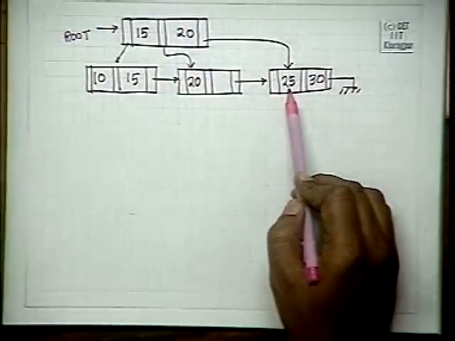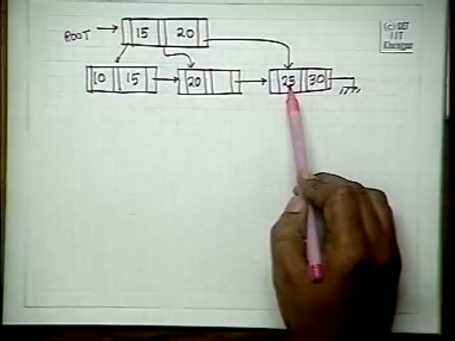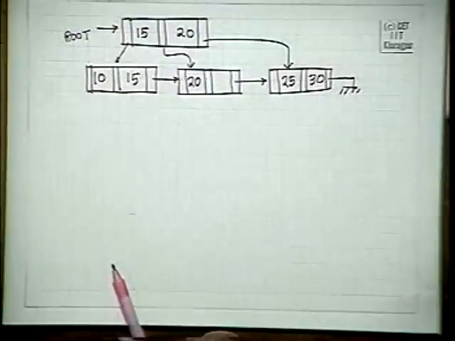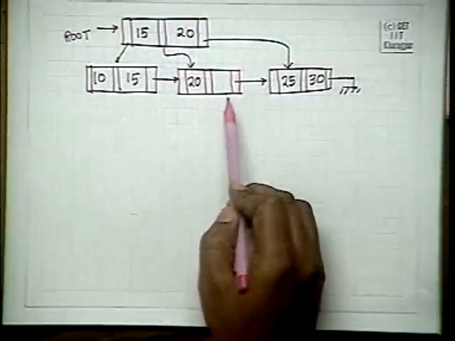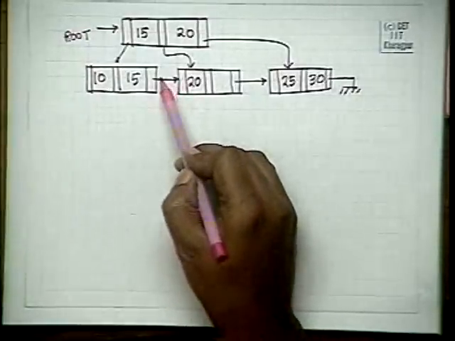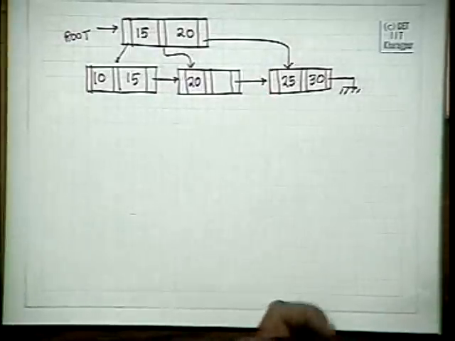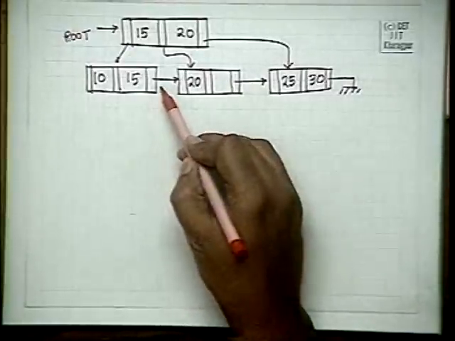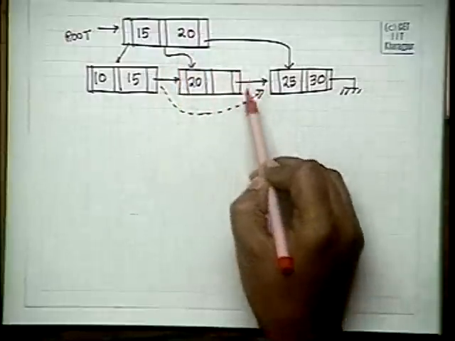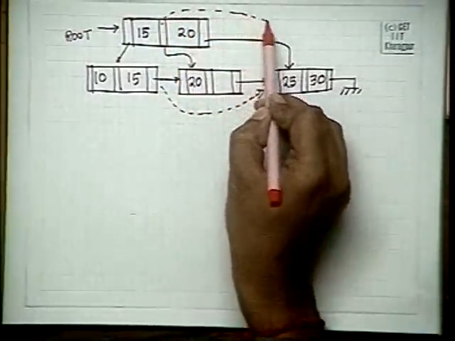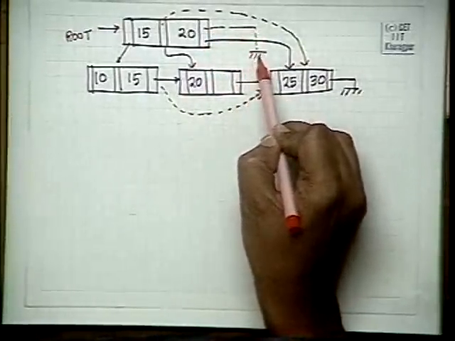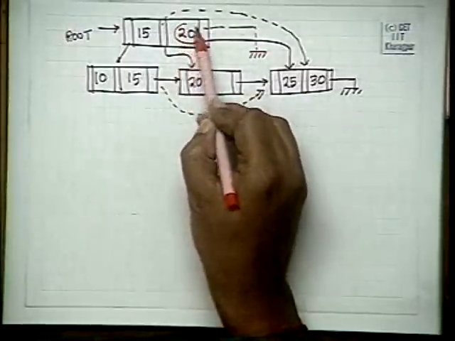Similarly, delete 25. If we delete 25, we push 30 here and update. Here nothing is to be updated, and this remains as it is. If we delete 20, then we have to do some more things. If we delete 20, we will have to put this pointer here. So the first thing that we have to do if we delete 20, this pointer comes here, this is removed, this points here, and this is made null, and this value is updated to become 30.